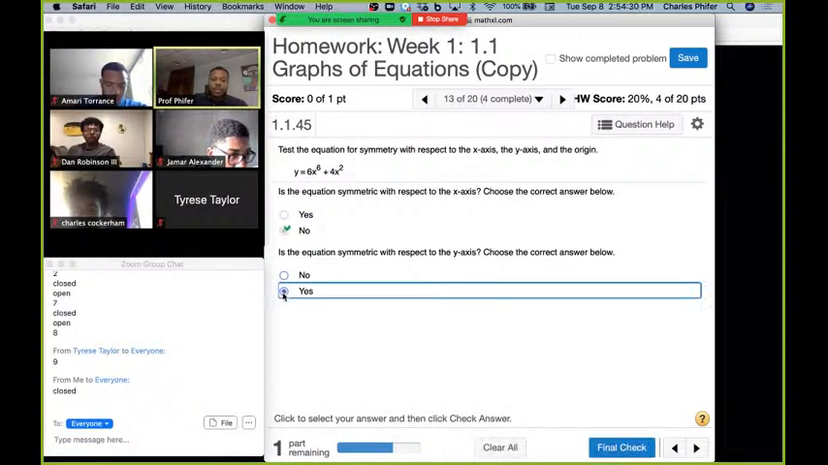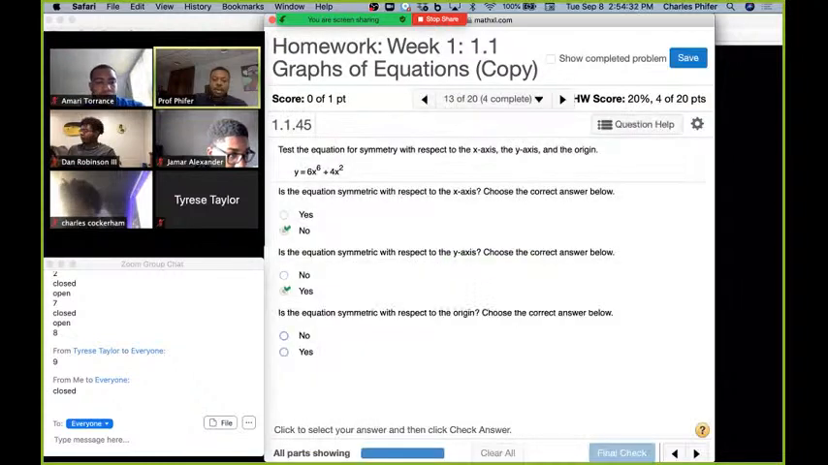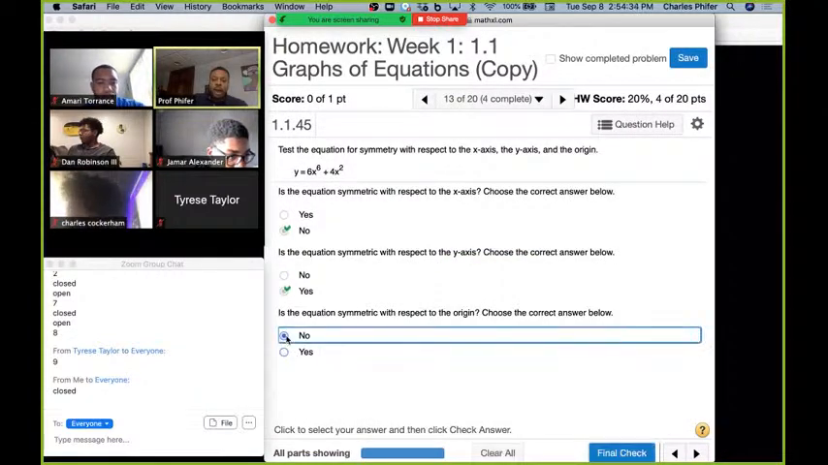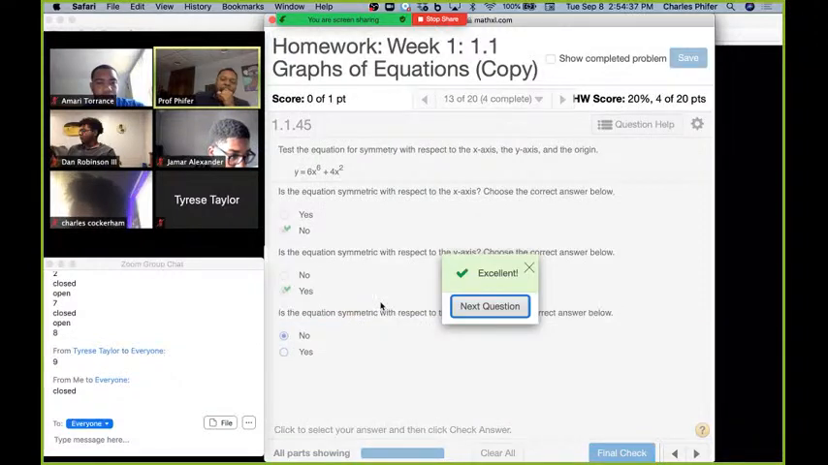For y-axis, we said yes. And for origin, we said no. All right.